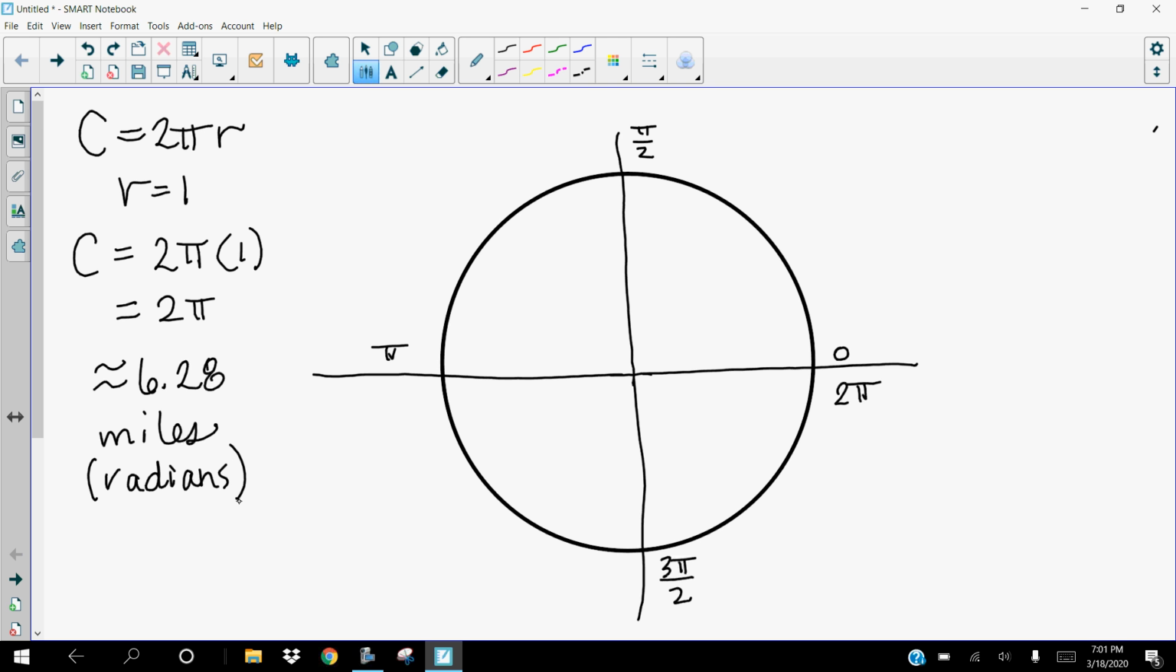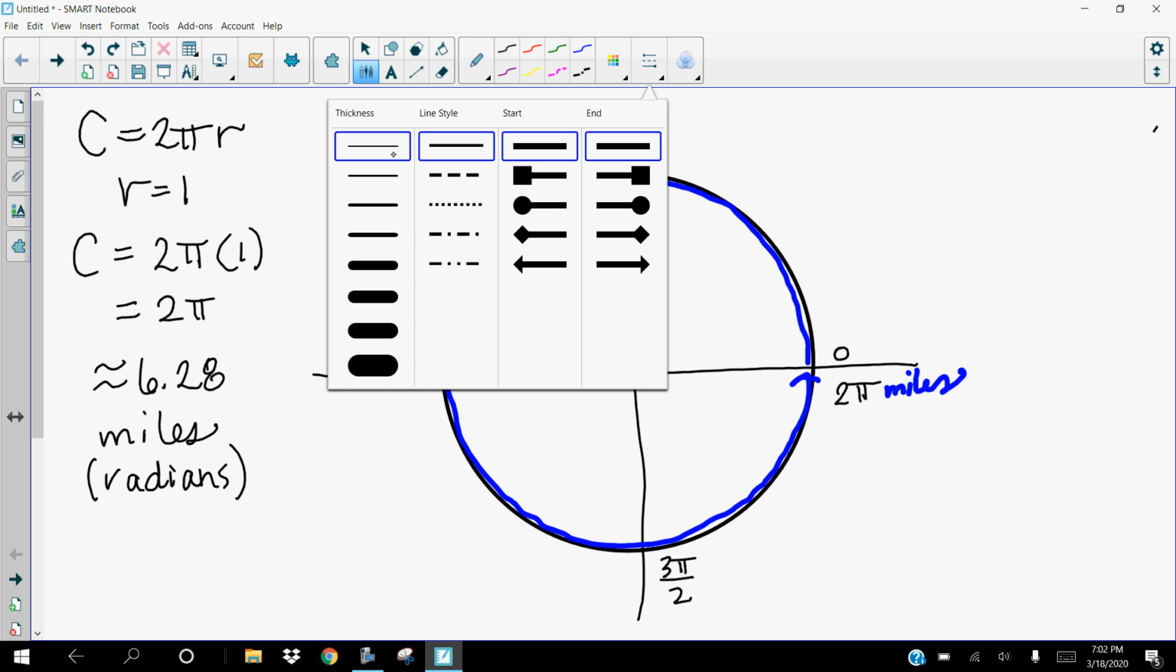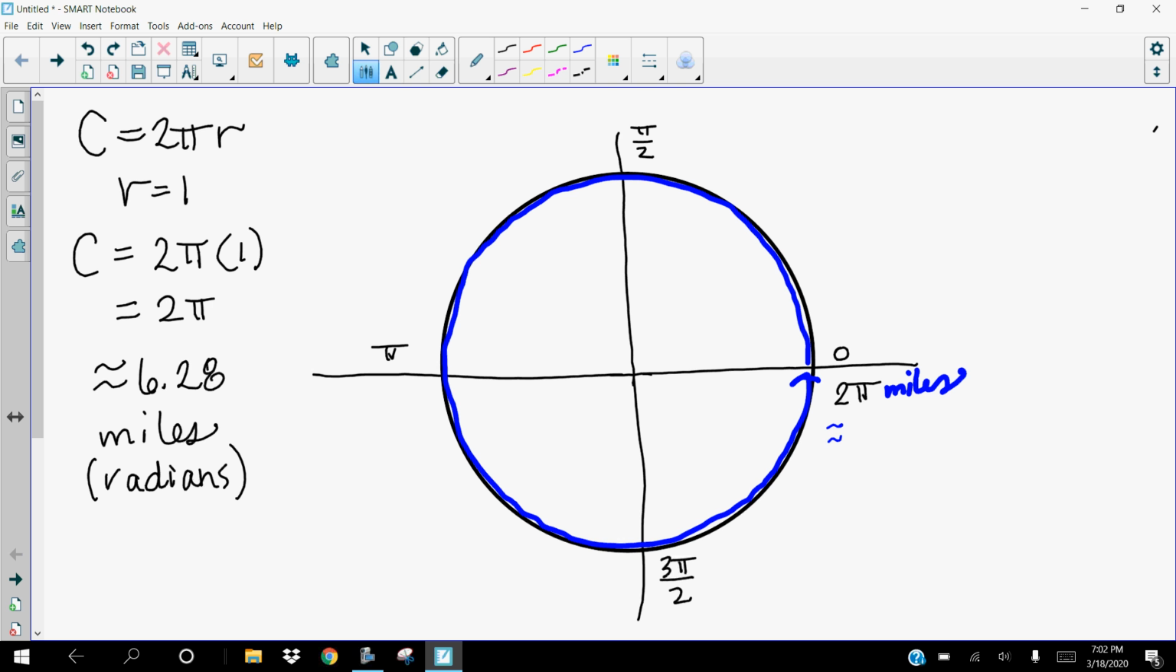Okay, so if you measure the distance around this circle, if you're walking around this track and you're measuring how many miles this circle is, it is exactly 2 pi miles. How come my line is so thick? Here we go, back. We'll go back. Or approximately 6.28 miles, or radians.